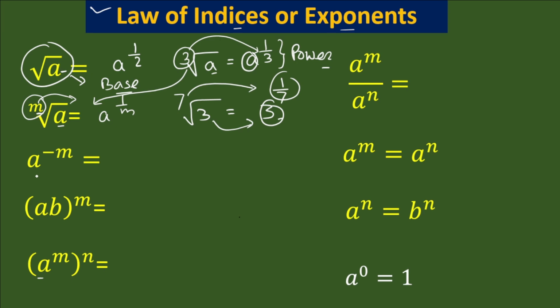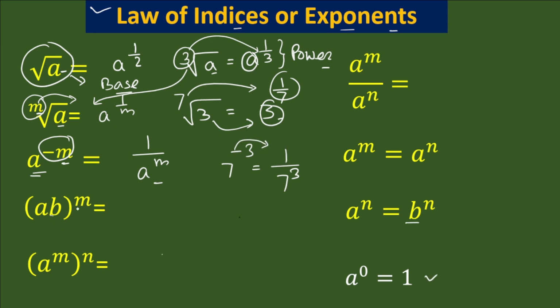Now moving next, here we have a powered by negative m. If we have a power in negative, we can write 1 over a powered by m. For removing this negative power, we write 1 over the same value a powered by m. Let us understand it by one example. We have 7 powered by negative 3, so we can write it as 1 over 7 powered by 3. For eliminating the negative power, we have written 1 over.